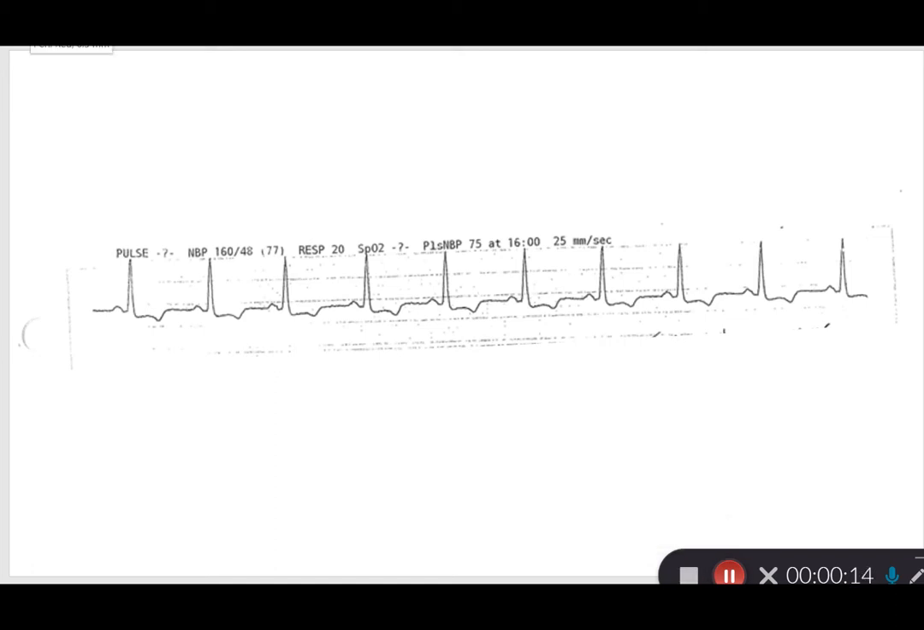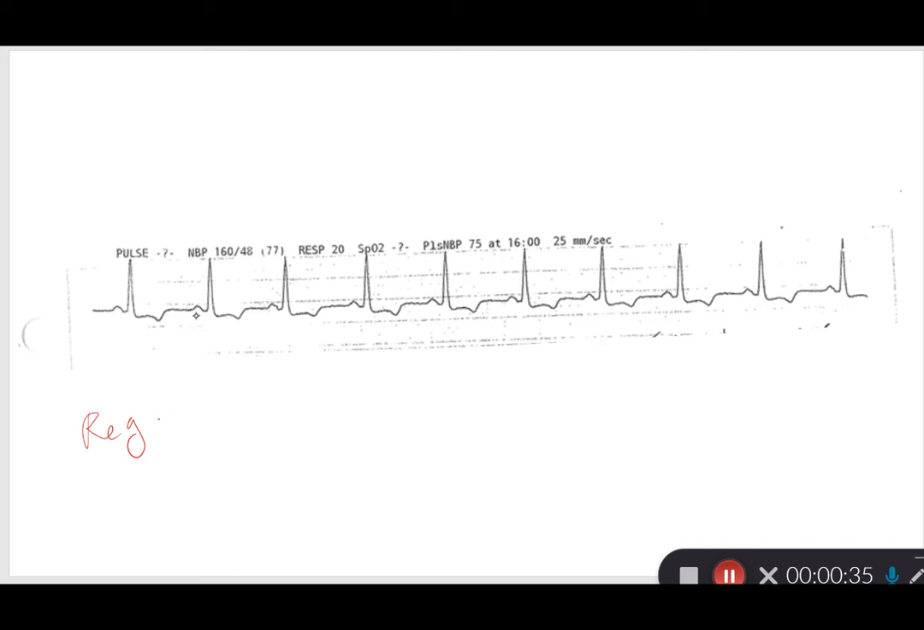All right, so just looking at this rhythm here, first thing we want to look at is regularity. And the rhythm is regular. Next thing we're going to look at is our P waves. I have one P wave for every QRS complex. All my P waves are upright. They all look the same.